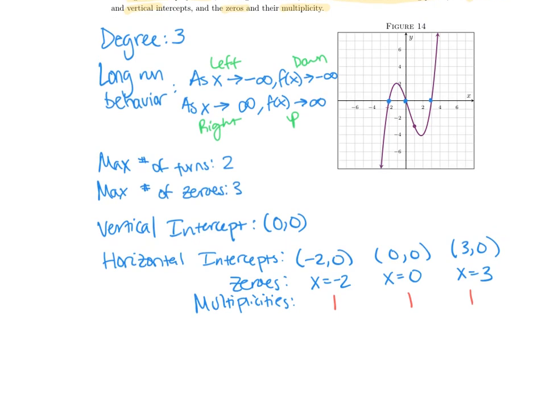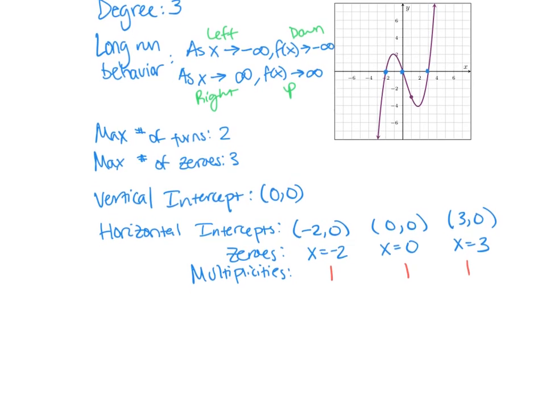So if we're going to mock up an equation, it might look something like this. So f of x is equal to some a value, I don't really know what, some leading coefficient, times (x plus 2), times, and then you can do an (x plus 0), times (x minus 3).